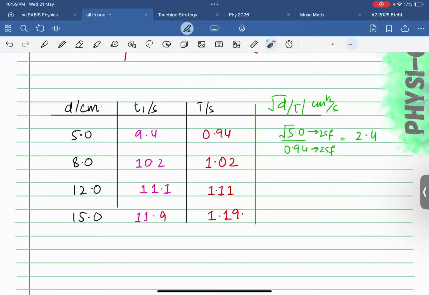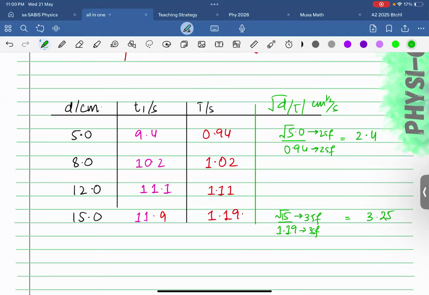Let me do that for you. 15 divided by 1.19. I'm getting the value as 3.254607. So I should write this in 3 SF, so that would be 3.25. That's it. What I was doing is 15 divided by 1.19, and this is in 3 SF, and this is also in 3 SF. So this one will also be in 3 SF, right? This is a simple rule.